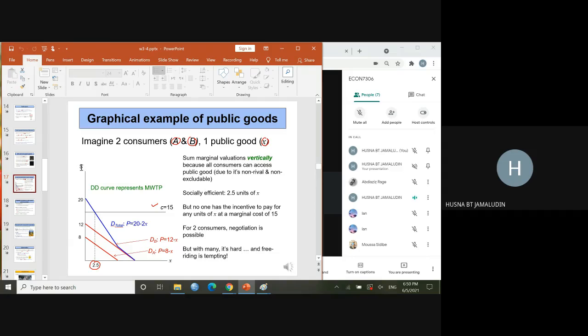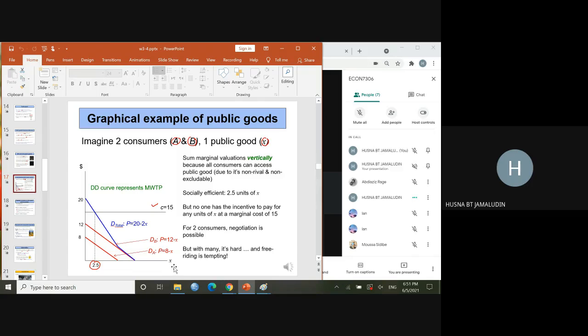So the y-axis represents the dollars or money that you are willing to pay. The x-axis represents the goods. It can be a public good, a private good, pollution, or anything. It can be whatever product we are talking about. In this case, we are talking about public good.